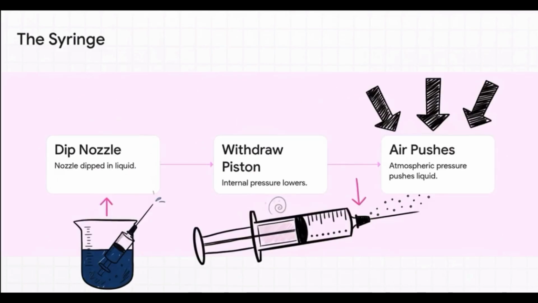A medical syringe uses the exact same brilliant physics. You dip the nozzle into the liquid, you pull back the piston, and boom, you've just created a low-pressure void inside the syringe. Once again, the atmosphere does all the heavy lifting for you. The high atmospheric pressure pushing down on the surface of the liquid effortlessly forces it right up into the syringe.